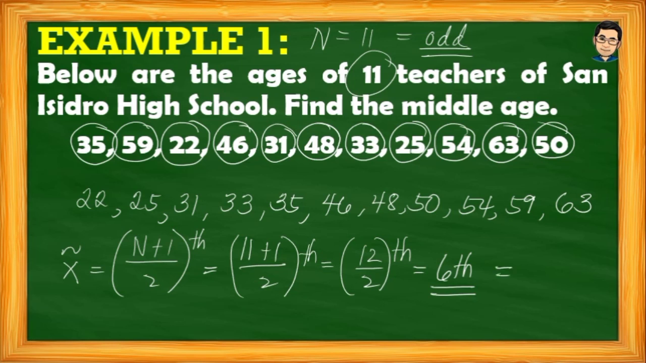So, kung ilalocate natin yung pang-6, so 22, 25, 31, 33, 35, 46. So, ibig sabihin, yung ating median is 46. Okay, so the middle age of the 11 teachers of San Isidro High School is 46. Sulat natin dito sa baba. Ayan, 46. Ito po yung ating median.